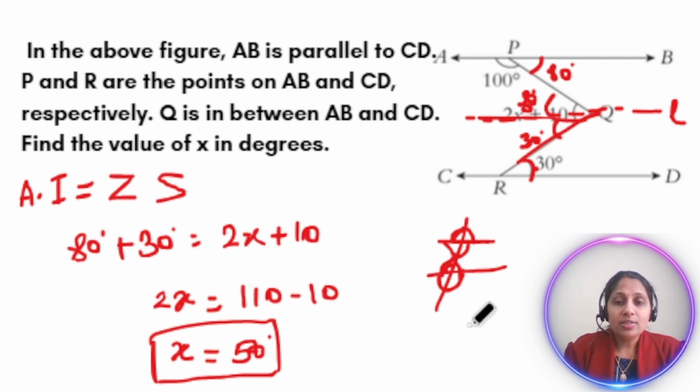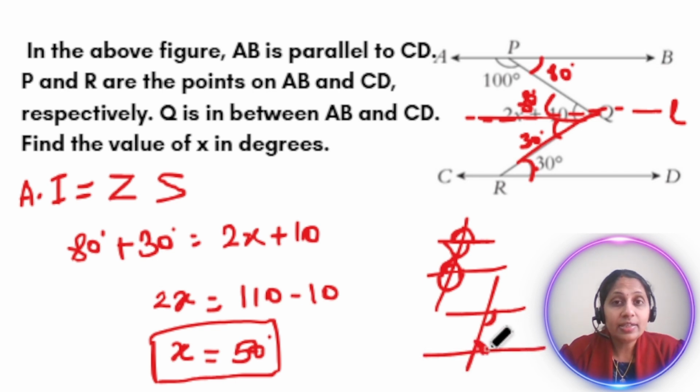And the next one is your co-interior angles, which means these two angles that lie inside our parallel lines. Co-interior, inside the parallel lines. Co means, as I already told you, it's like a friend which always lies together. So here these two angles are adjacent. So these are co-interior angles and they add up to 180 degrees.